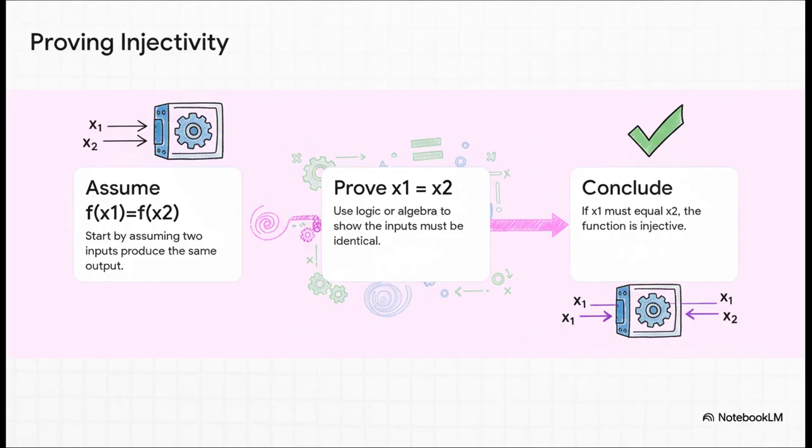So, how do you actually prove that a function has this cool injective upgrade? It's kind of a neat logical trick. You start by assuming the opposite, that 2 inputs, let's call them x1 and x2, do give you the same output. Then, you just use algebra to work backwards. And if the only way for that to be true is if x1 and x2 were actually the same number to begin with, then you've just proved it. Different inputs must give different outputs. Your function is officially injective.